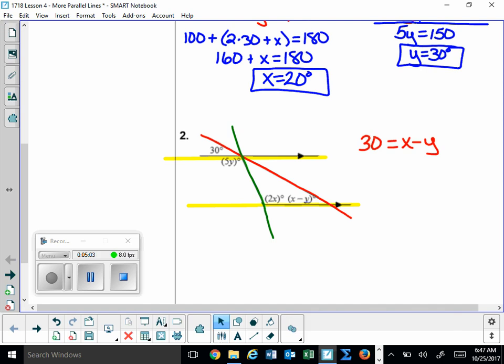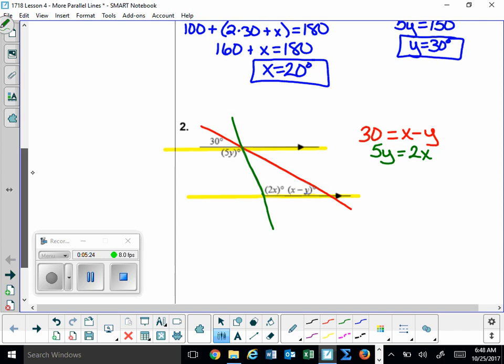Let's look at the green transversal. The green transversal has the 5y and the 2x. Well, 5y and 2x are alternate interior, so they have to be congruent. 5y equals 2x. Now again, I have a system of linear equations.